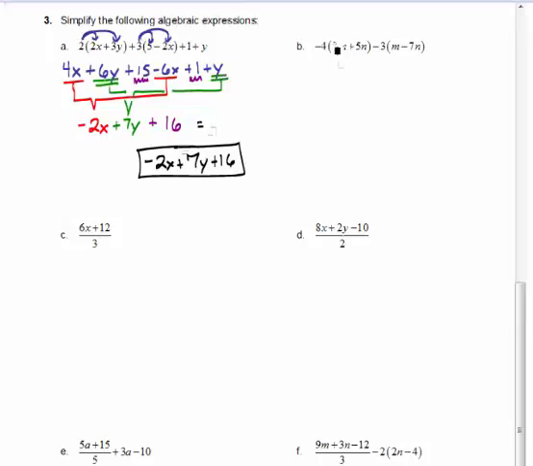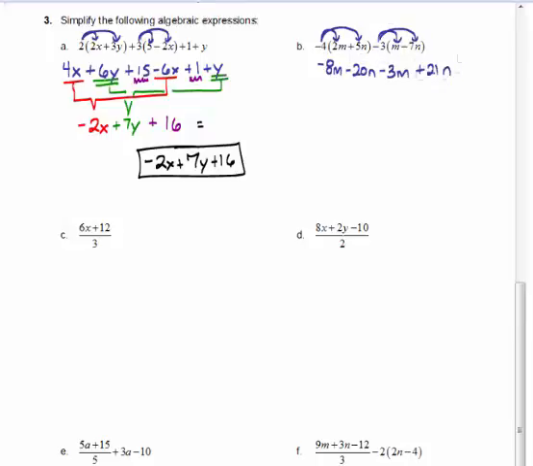Alright, similar on this one, you just got to be careful with the negatives. So I'm going to do negative 4 times 2 and negative 4 times 5. So negative 4 times 2, that would be negative 8m. Negative 4 times 5 would be negative 20n. And then here we're going to do negative 3 times each of these. So negative 3 times m is negative 3m. And then negative 3 times negative 7, that's a positive 21n.